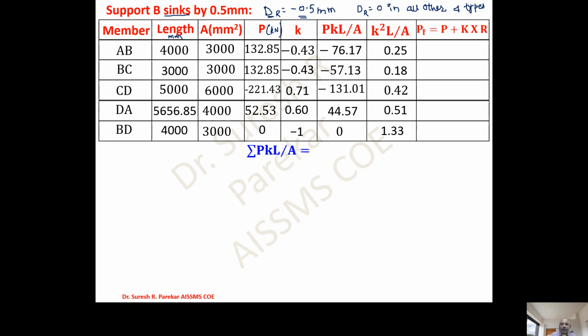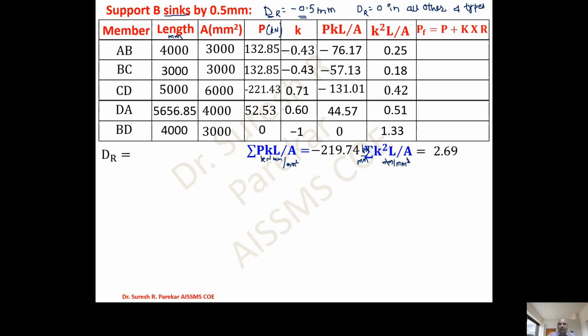We will find summation PKL upon A, and we will get this value as minus 219.74. What is the unit? Now you can see P is in kilonewtons, L is in millimeter, A is in millimeter square, and we will get kilonewton per millimeter. Then K square L upon A. Now KL is millimeter, A is millimeter square, so millimeter gets cancelled. We have per millimeter.